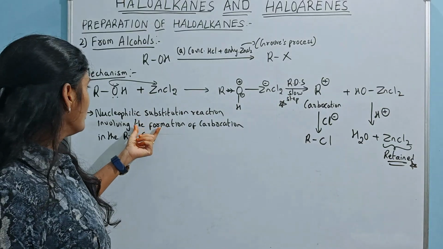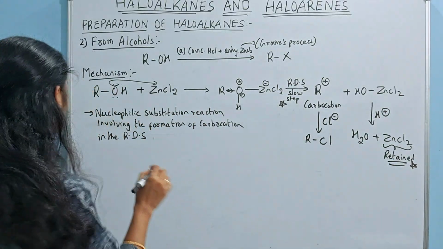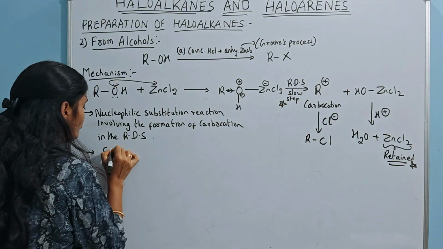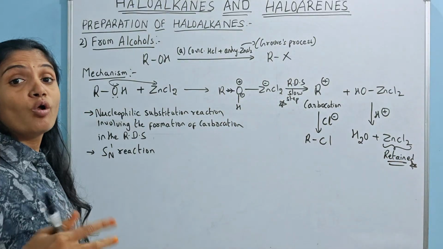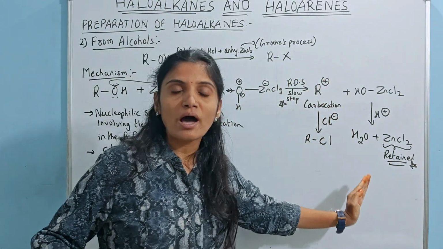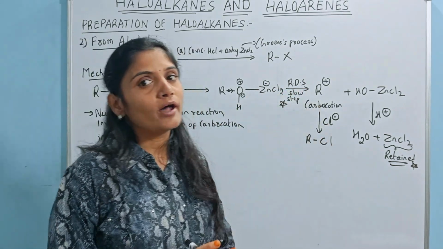Now because it is a nucleophilic substitution reaction involving the formation of carbocation in the rate determining step, this is my SN1 reaction. SN1 reactions always pass through the formation of carbocation.